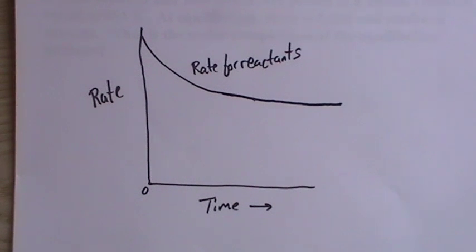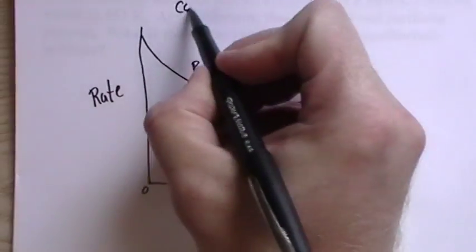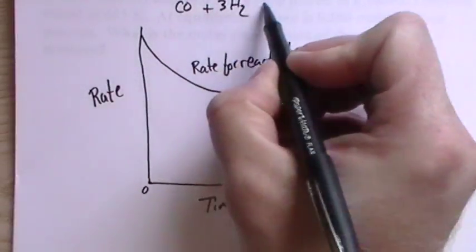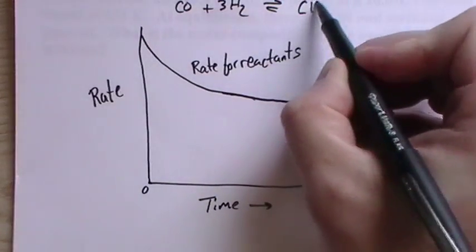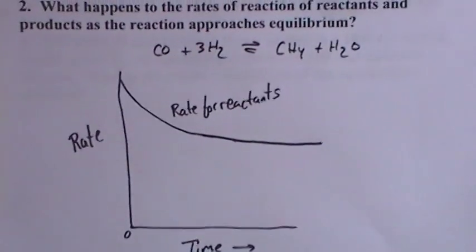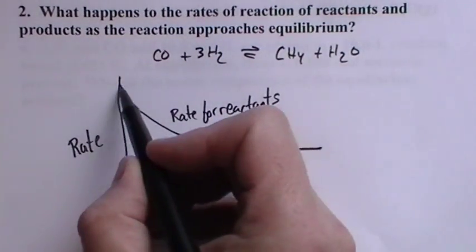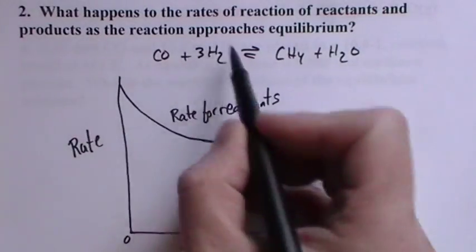CO and hydrogen react together to form methane and water. At first there's no methane and water, but I might as well write them in here. Forget the phases just to move along. At first there's only CO and hydrogen, and so their rate is very high because that's all that's present and there's a lot of it.